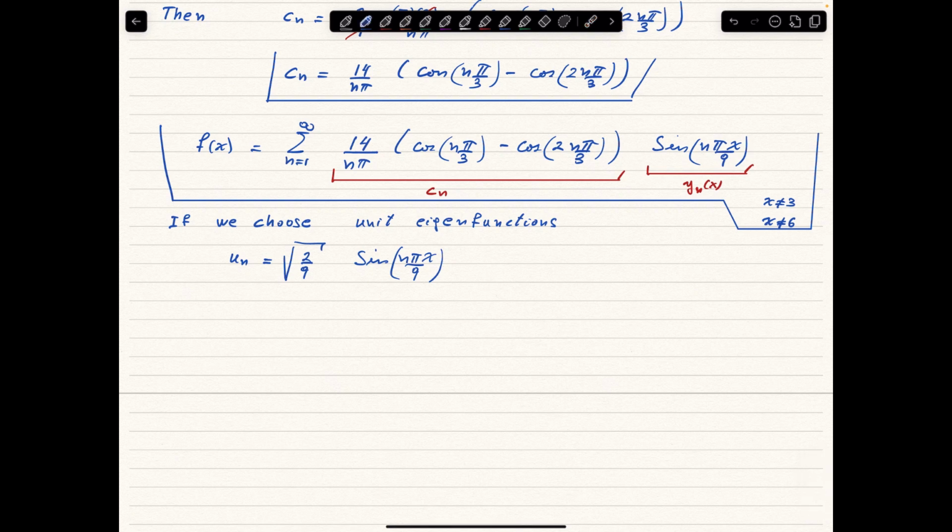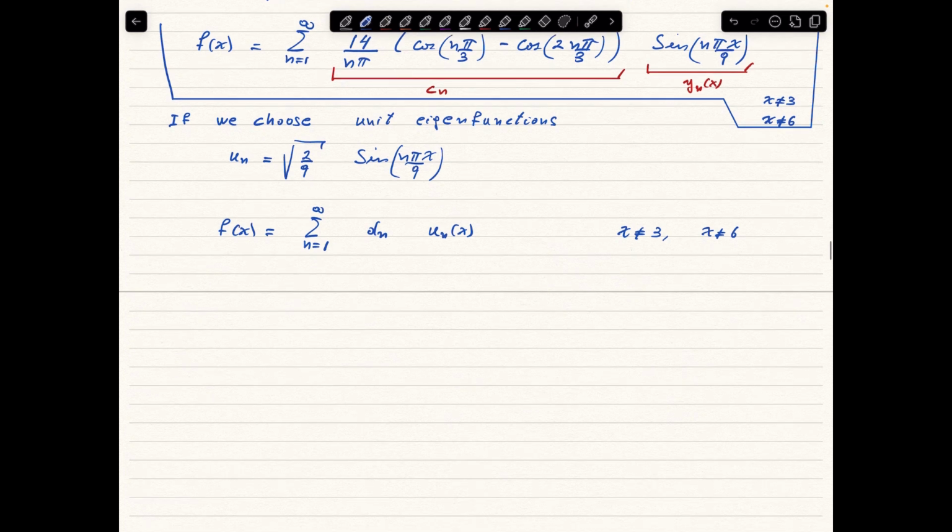So if we choose those functions, let me write the expansion f of x as a sum from n equal 1 to infinity of some other coefficient dn, and then the eigenfunctions un. And of course this is for x different from 3 and x different from 6, because at the points where the function is discontinuous we have some other formula. Okay, so what is d in this case? dn is just f dot un.